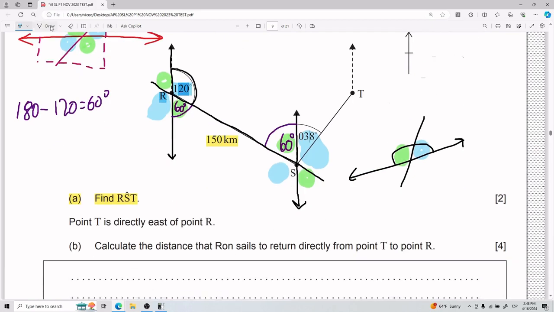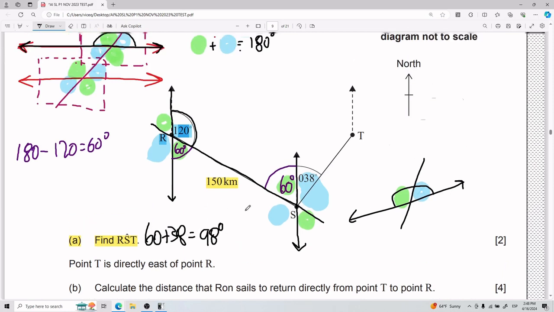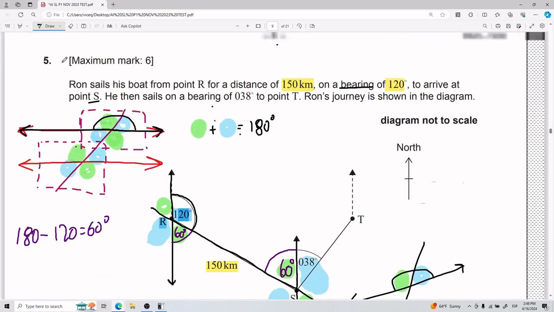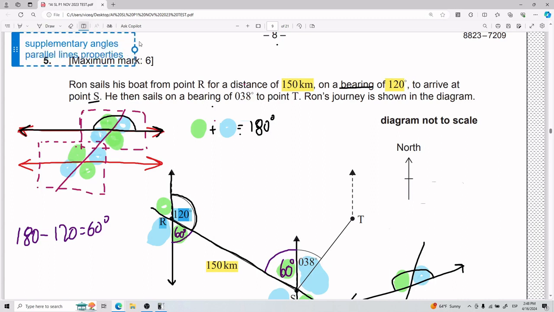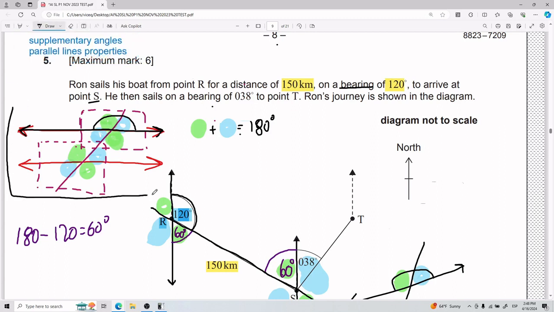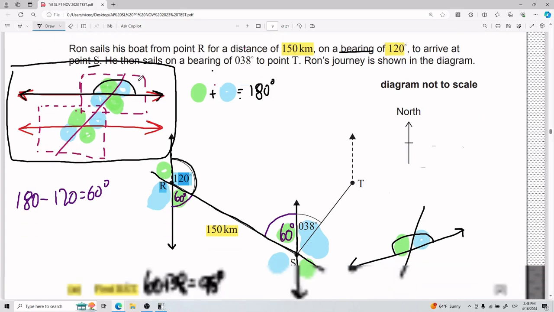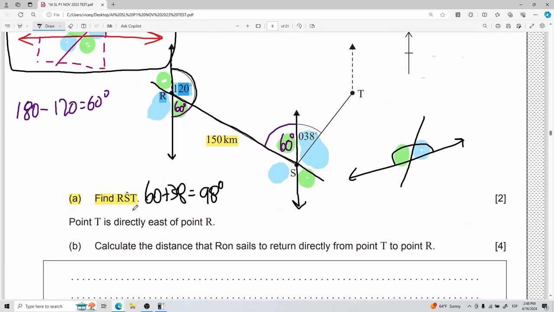And so for RST, you're just going to have to do 60 plus 38 gives you 98. So angle RST is 98. The way you get it is by what they call, if you want to Google it later, I'm pretty sure it's supplementary angles. If not, just put parallel lines properties and you're probably going to run into it, okay? Intuitively, just draw this image. It's probably the best way to describe it, okay? Anyways, that is for part A.